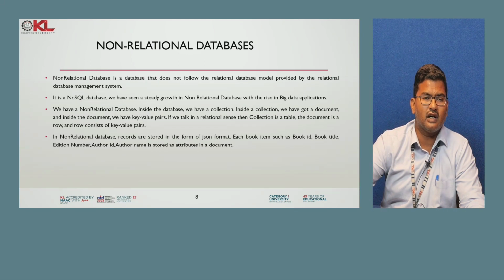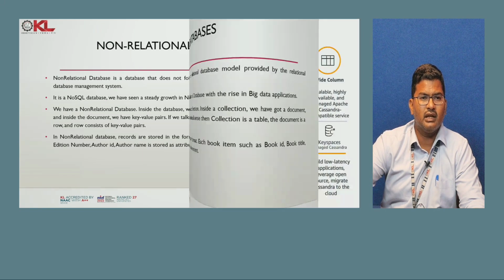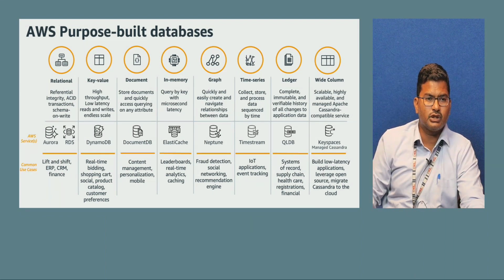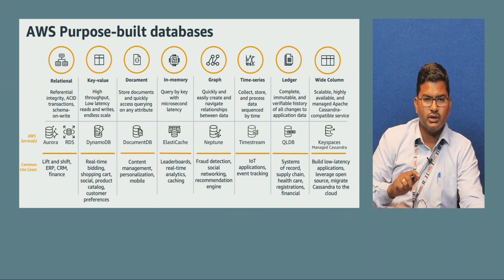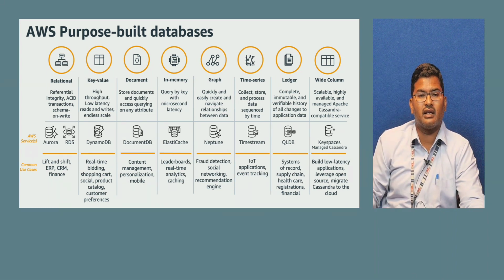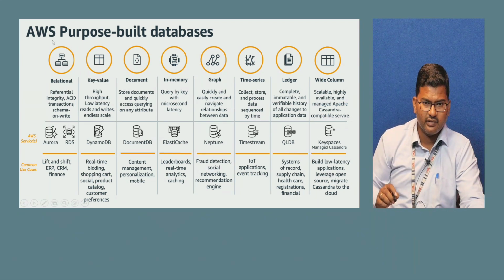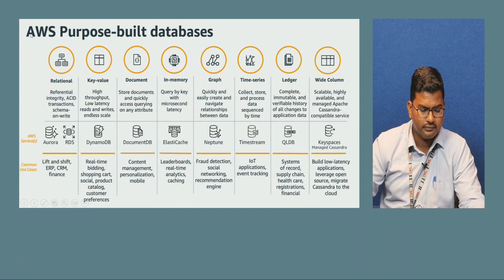some of the services offered by Amazon Web Services, both relational as well as non-relational databases. If you look at this particular slide, it talks about both the relational and non-relational database services offered. The first one, if you see this one, is relational, and the rest are non-relational databases. Here data is stored in the form of tables.